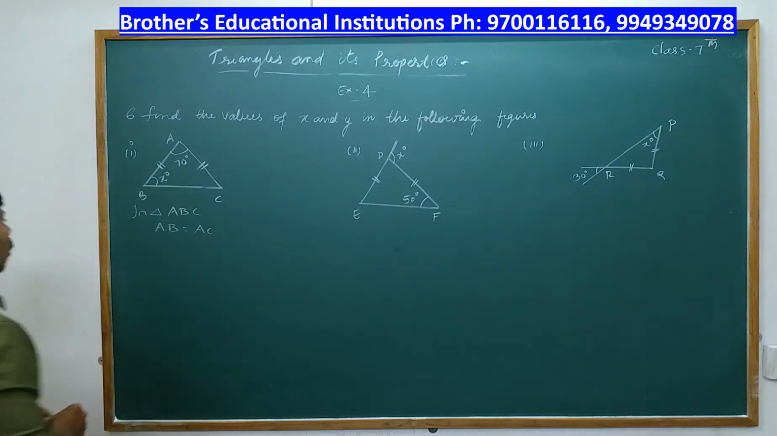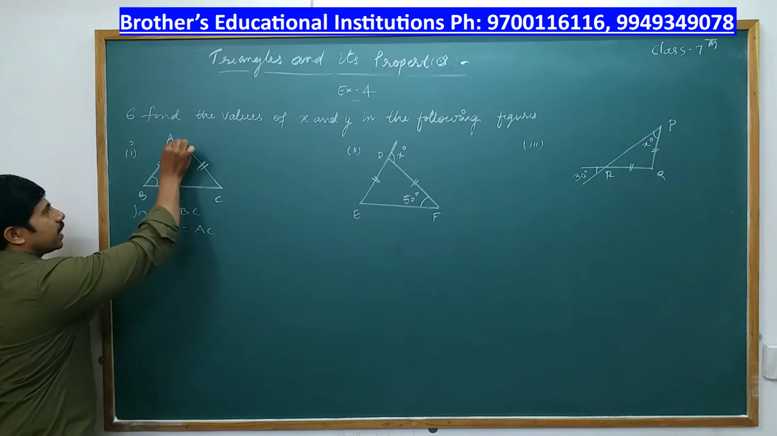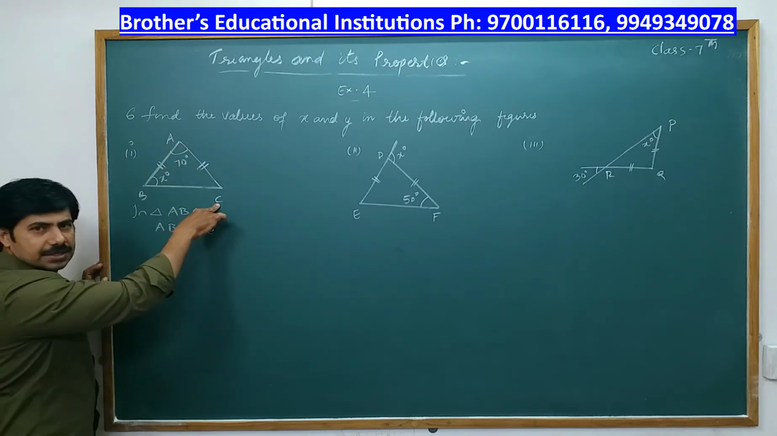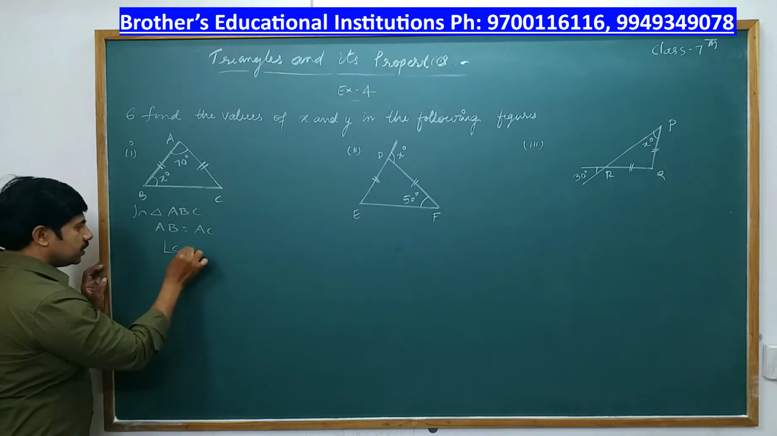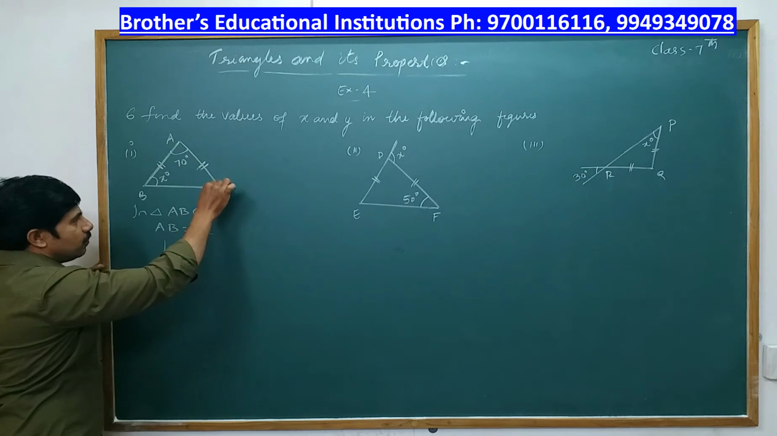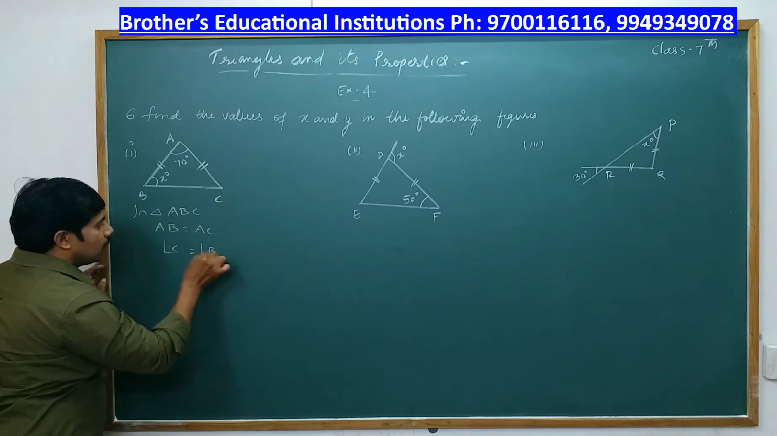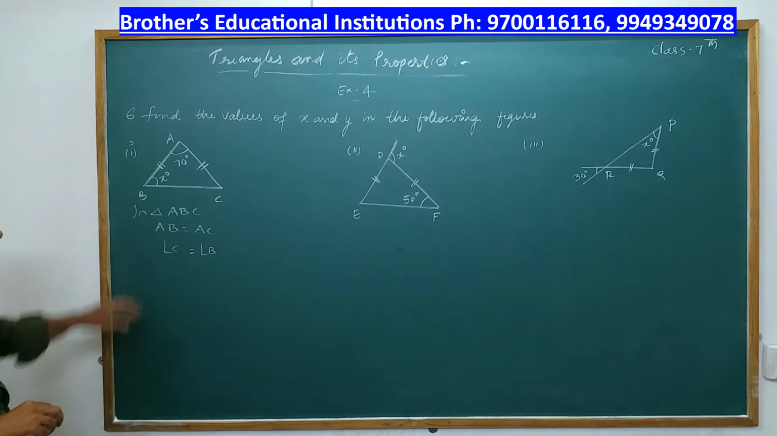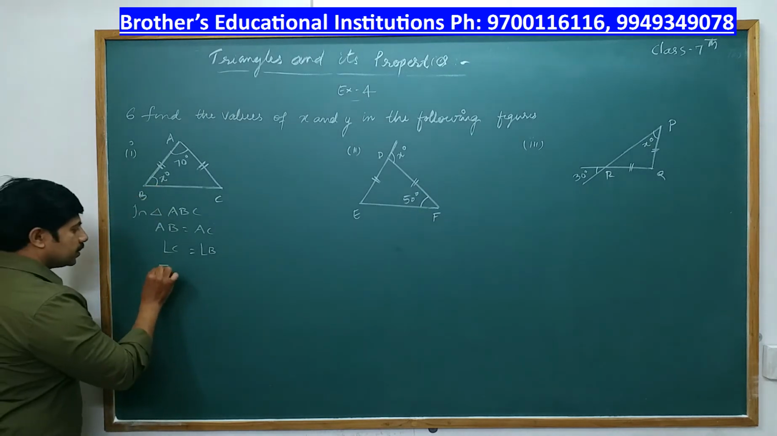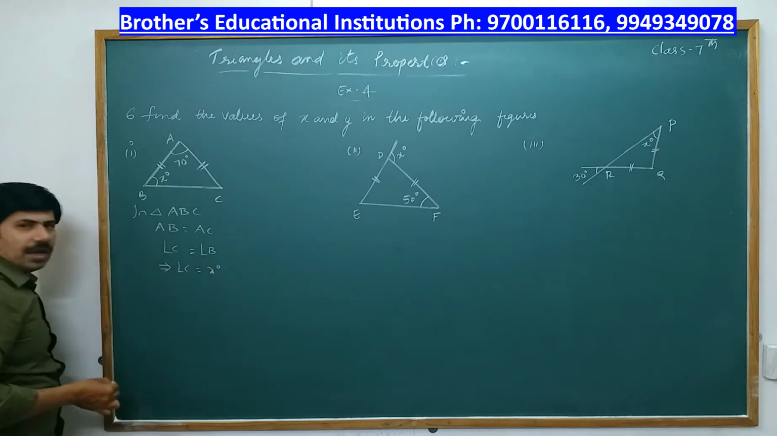Now here, what is the opposite angle to side AB? This is side AB. It is angle C. Now this is side AC. Opposite to AC, which angle do we have? B. Angle C is equal to angle B. But angle B is given as x degrees. So what is angle C? This is also x degrees.